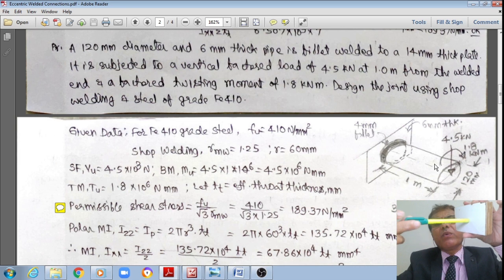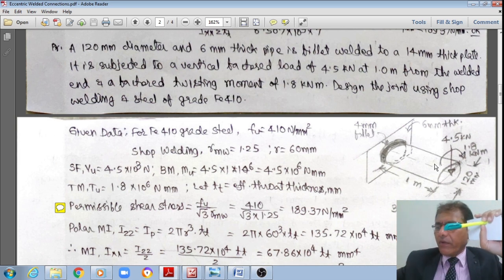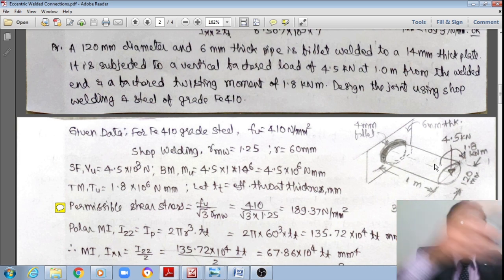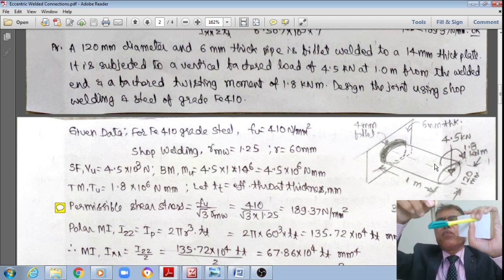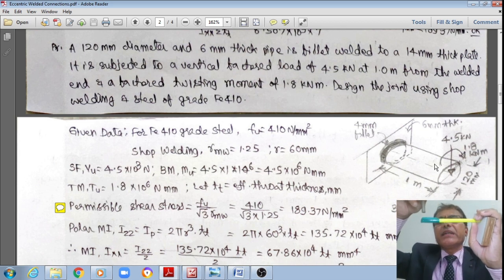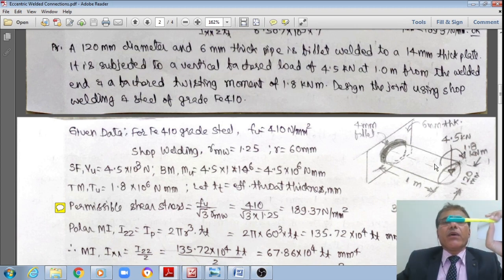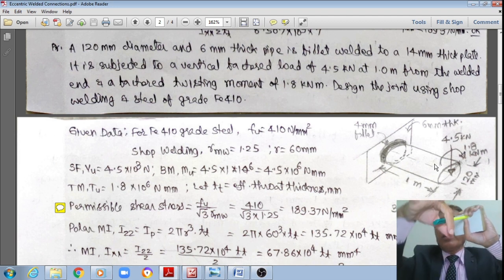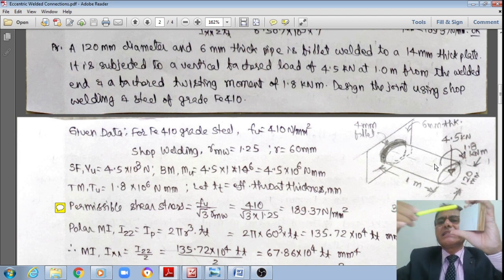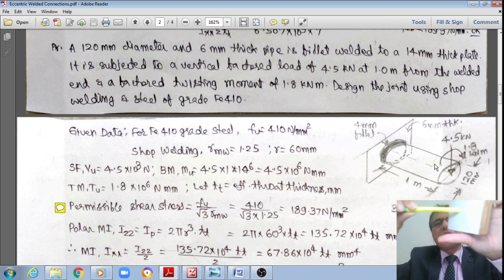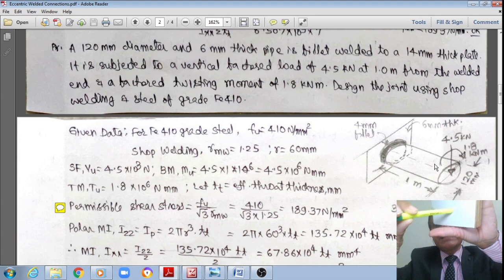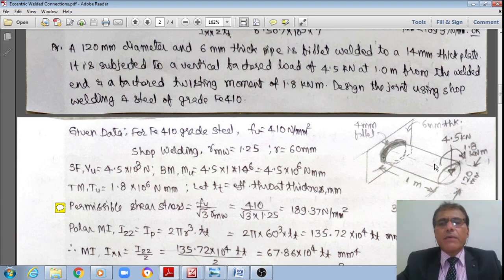It is subjected to a vertical factored load of 4.5 kilonewton at 1 meter distance from the welded end, and a factored twisting moment of 1.8 kilonewton meter. Design the joint using shop welding. Use Fe410 grade steel. That is how the problem is given, student.